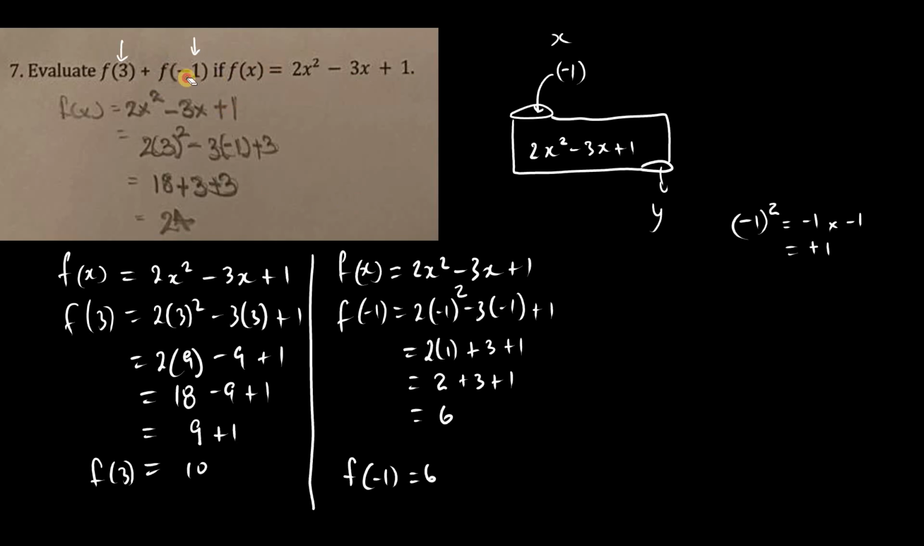Now what they want us to do really is to evaluate f of 3 plus f of negative 1. So let's write that. f of 3 plus f of negative 1. What is f of 3? f of 3 is 10. We put the plus sign. And f of negative 1 is 6. And so when we add f of 3 to f of negative 1, we get 16. So that's our solution.